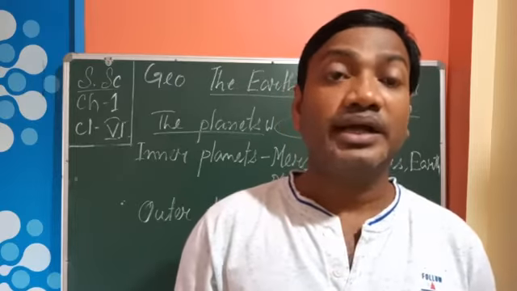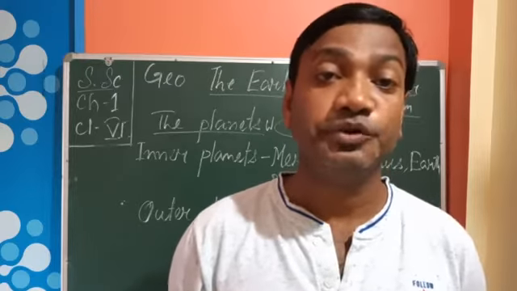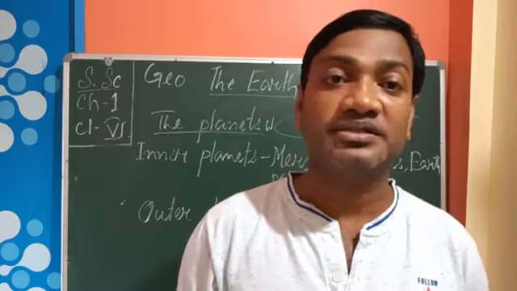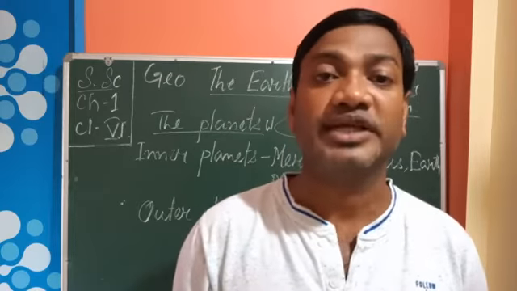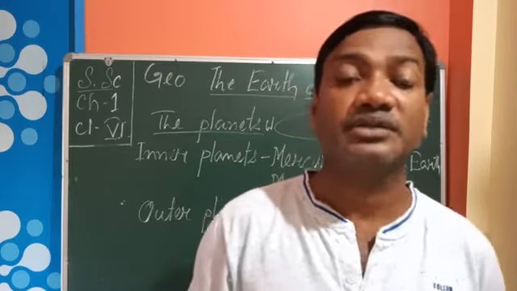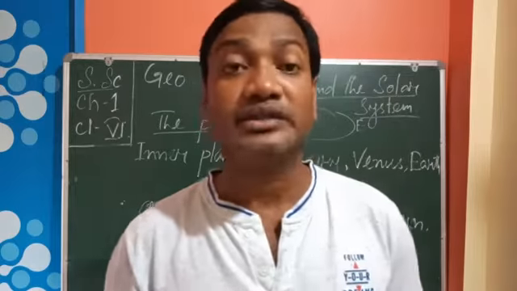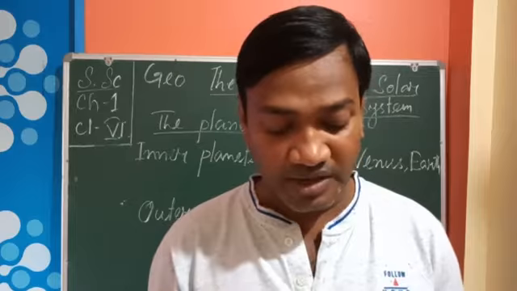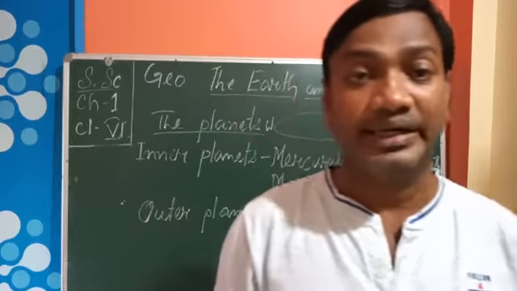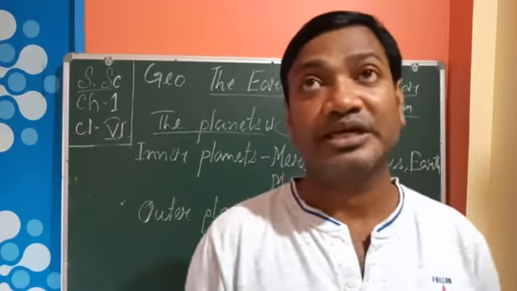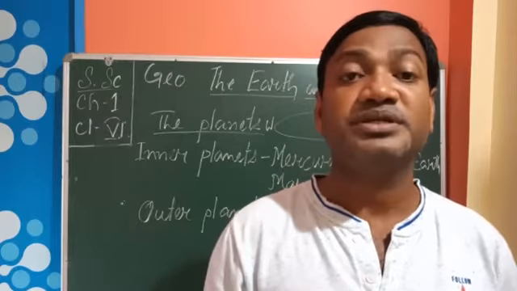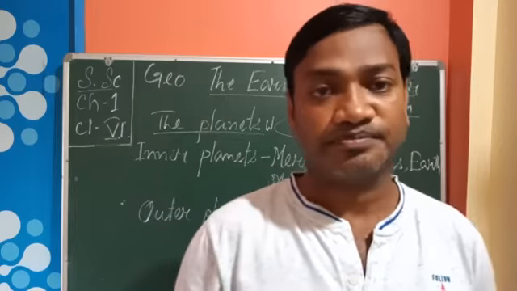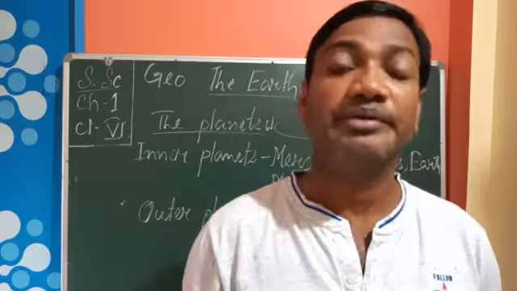So that is why the earth is called unique. In other planets you will not find this type of things. That is why our earth is very unique. The earth is the only planet in the solar system which is not named after a mythological deity. That means mythological means after the god. The name is not given after the god.